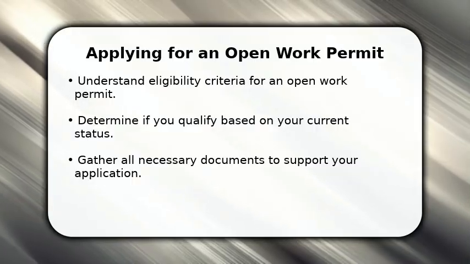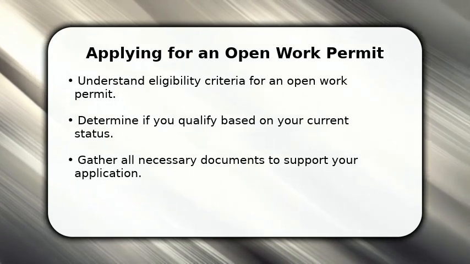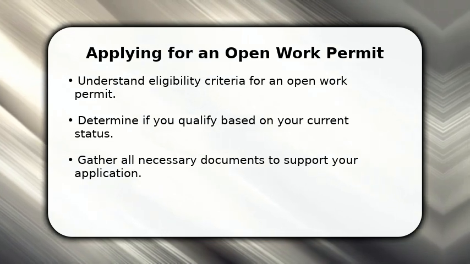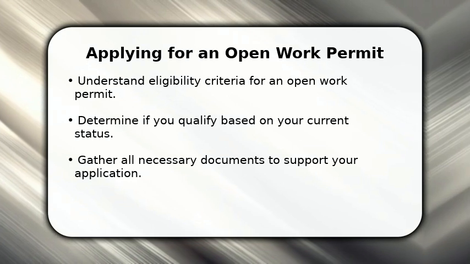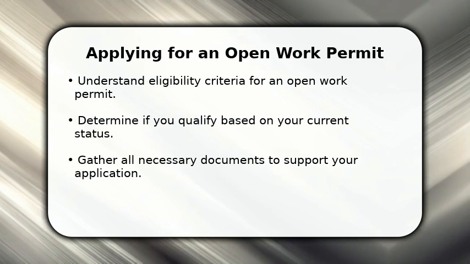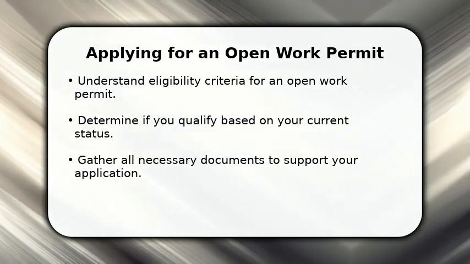In this video, I will explain how to apply for an open work permit from outside Canada. First, you need to confirm your eligibility. This permit is for specific situations, like being a spouse of an international student or worker, or a participant in certain programs. Ensure you meet all conditions before proceeding.